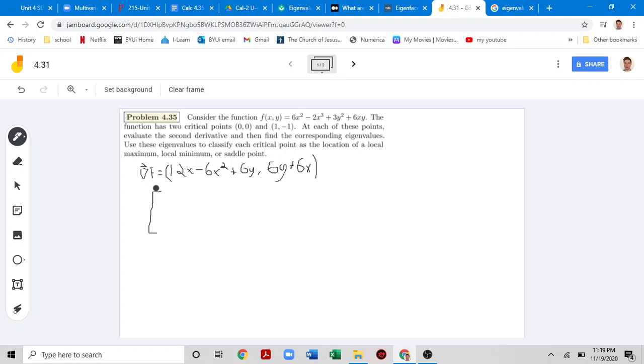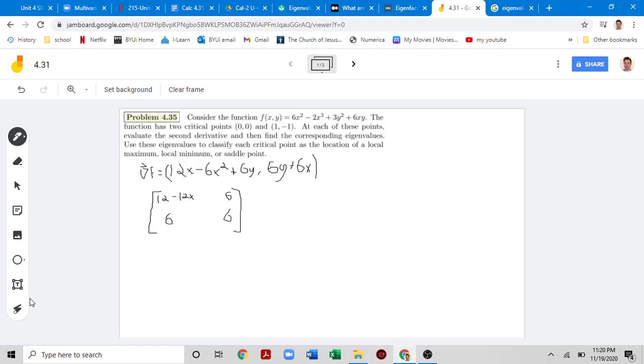And do the x side with respect to x right here. So this will be 12 minus 12x. There we go. And then in the y, there's a 6 right there, with respect to y. And then a 6 right here, and another 6 right here. So it turns out we have three 6's in this matrix.